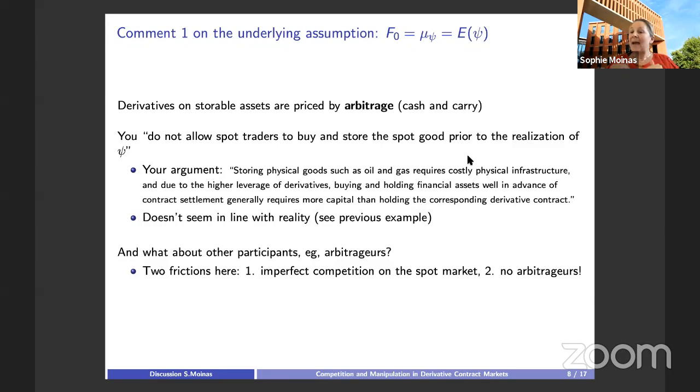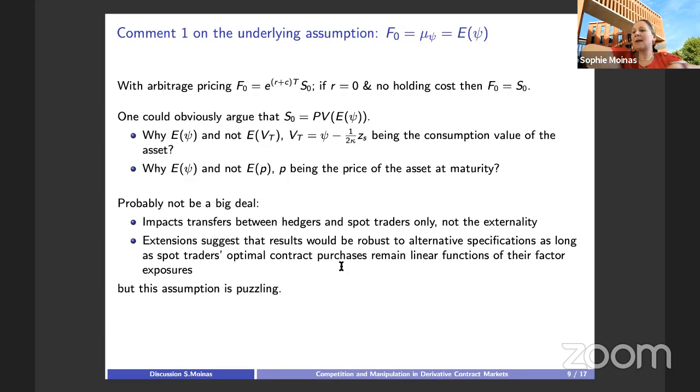Let me be clear. I think that all the results of the model are going to be robust to that, but somehow it's not clear whether you need only one friction, which would be perfect competition, or whether you would also need an additional friction, which would be the absence of arbitrageurs. Somehow you can avoid this discussion on market price equilibrium versus arbitrage by saying that simply, even with arbitrage pricing, if there is no holding cost and whatever, the price of the contract is simply S0. And so then there is a discussion of what should be S0.